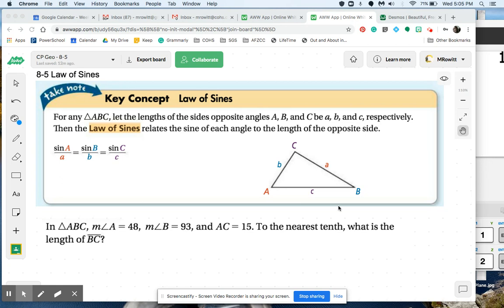Amen. All right. So, law of sines is using trigonometry to solve for triangles that are not right triangles. So, meaning Pythagorean theorem is off the table here. I cannot use a squared plus b squared equals c squared. It's not going to work. That's only for 90-degree triangles.